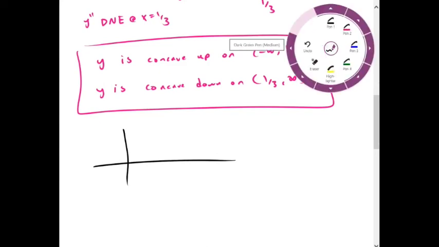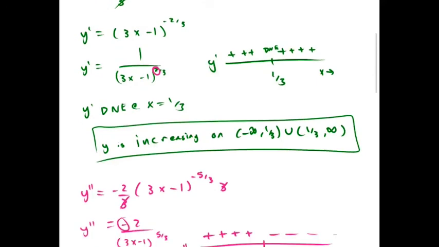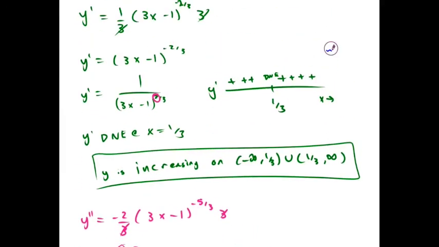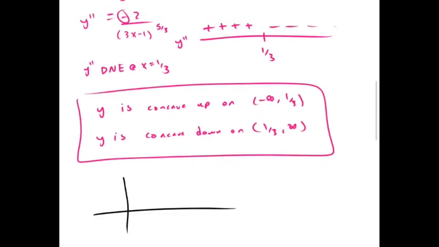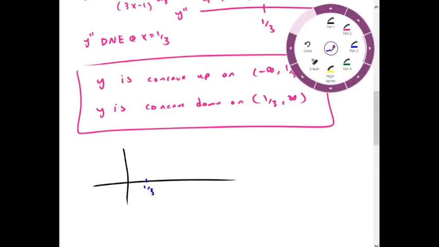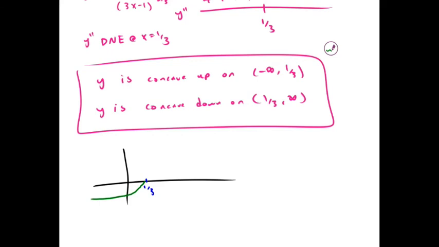And you don't have to do this. It's just to help us visualize what's going on here. So y is always increasing, but it's concave up until 1/3. So draw 1/3 here. So it's concave up, so it's probably going to look something like this until we get here. And then it's concave down, but still increasing. So we're going to get something like that.